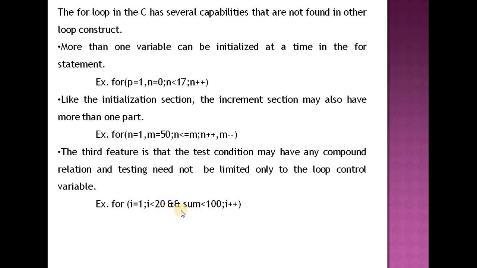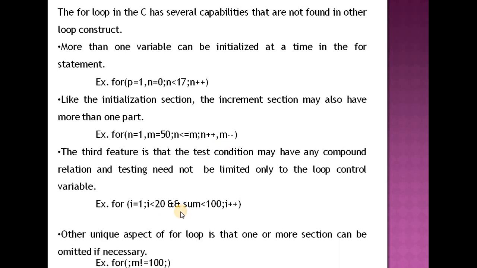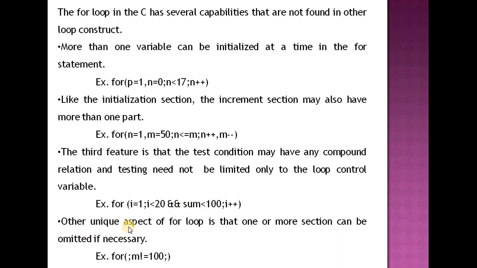And the last feature, another unique aspect of for loop, is that one or more sections can be omitted if necessary. So if you don't want to use the initialization statement, or if you don't want to use the increment section, we can cancel it. But before cancelling it, we should just write a semicolon in that place.